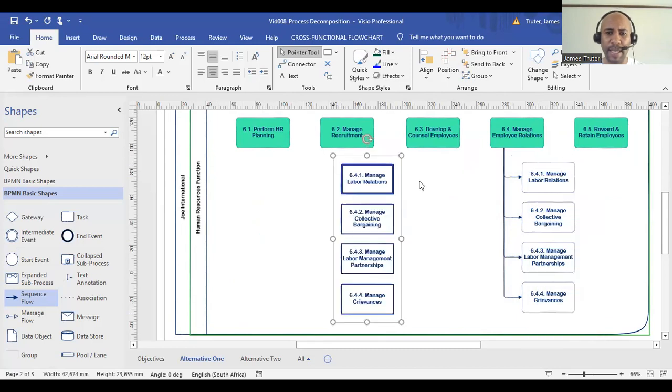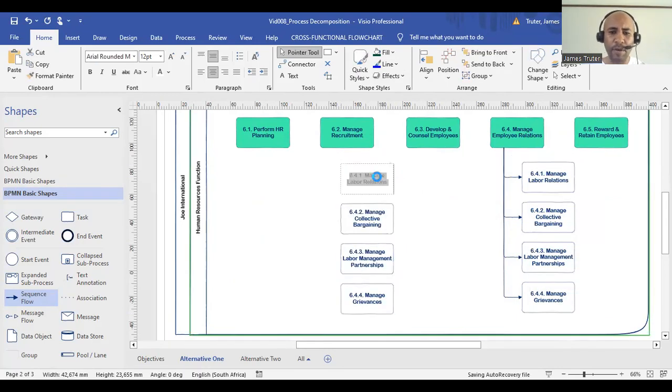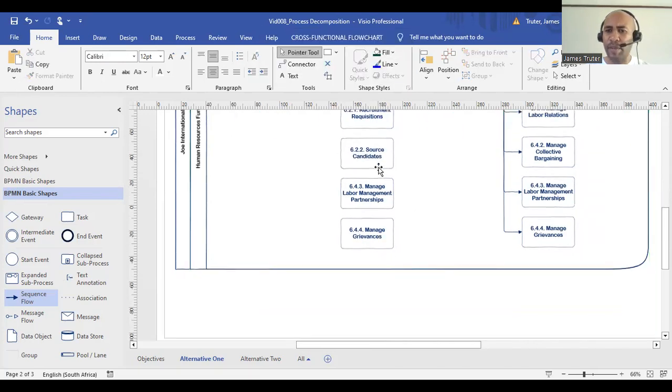So what we then said, you saw under recruitment, they would typically have 6.2.1, employee recruitment requisitions. And then you'd see as the next third level 6.2.2, and that is, I don't know, advertise, no, that's a lower level position. Source candidates, right? And that could be through multiple channels.